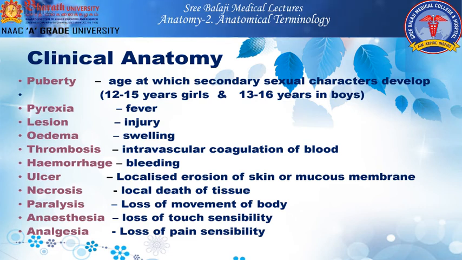Any ulcer in the skin, that is localized erosion of the skin, is called an ulcer. In the same place, if there is death of tissues, it is called necrosis. If there is a loss of movement of the body, then we call it paralysis. If there is a loss of touch sensibility, that is called anesthesia, and where there is loss of pain sensibility, it is called analgesia.